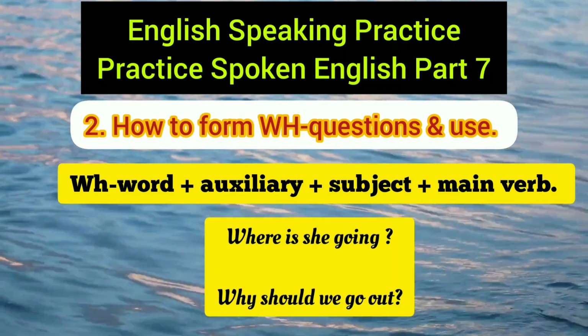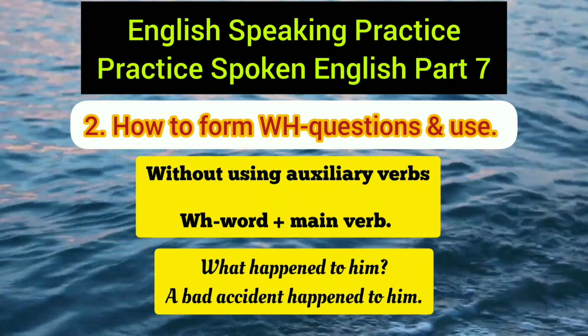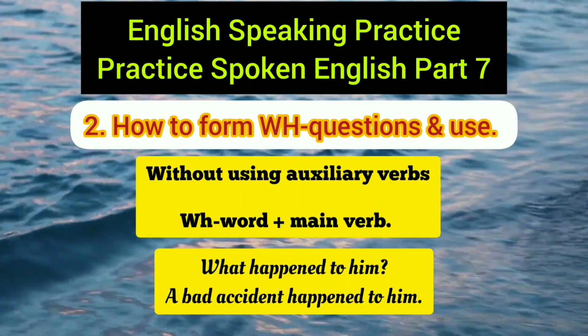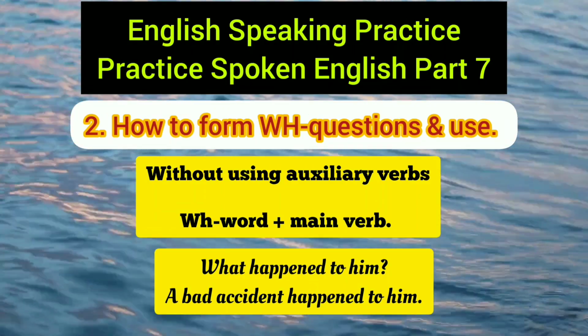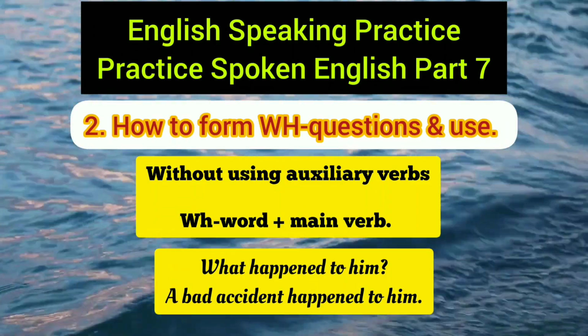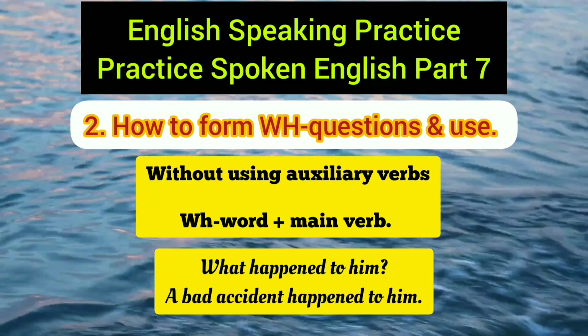The second rule is, as you see on your screen, that we can also frame WH questions without using auxiliary verbs. So let's see how to do it. For that, the syntax is on your screen. You have to use WH word plus main verb. So let's see an example: what happened to him?